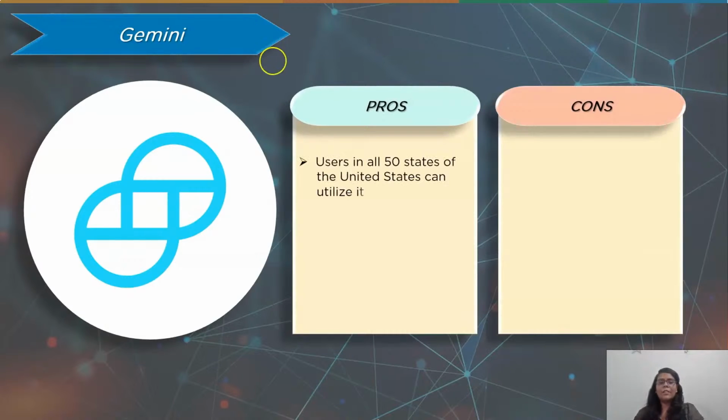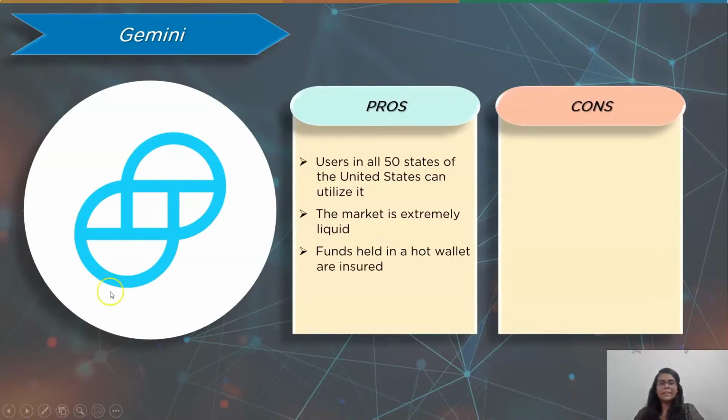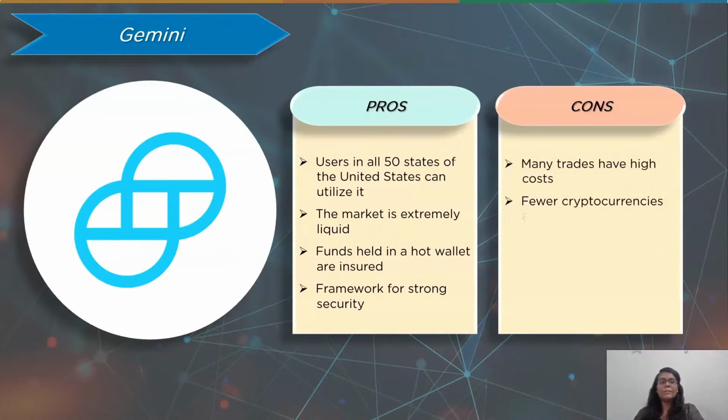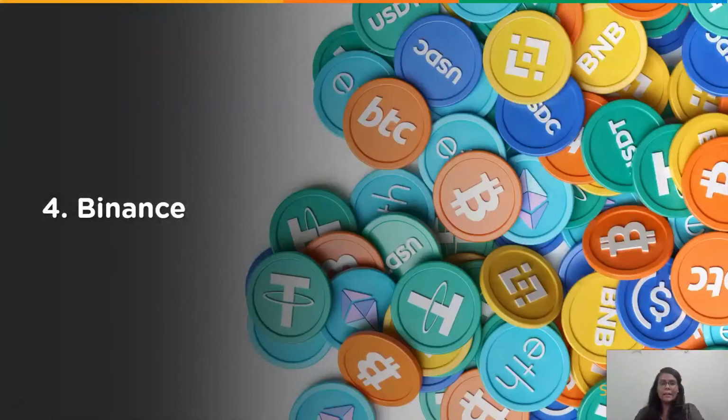Gemini is available in all 50 states of the United States with an extremely liquid market. All the funds stored in the wallets are perfectly insured and secure. Also, its UI is pretty strong. Coming to its cons, many traders find it has high costs as compared to other crypto trading platforms. It supports fewer cryptocurrencies as well.